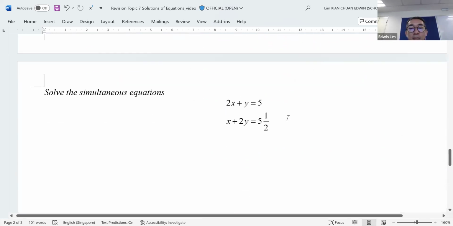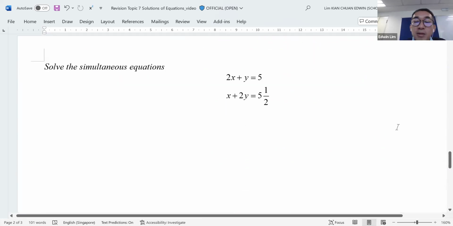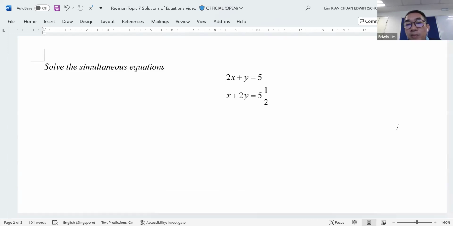Okay, we try one more time. Now I'll go on a bit faster. Okay, solve the equations 2x plus y equals 5 and x plus 2y equals 5.5. 5.5 you will not be able to key into the calculator based on 512, because there is no fraction. So for 512, you key in 2, equal sign.